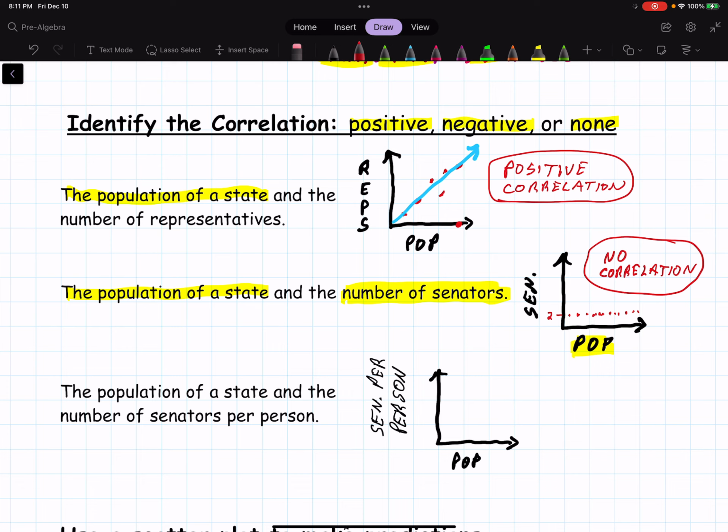And now, let's take a look at the third example, the population of a state again. Once again, we're going to go left to right, getting bigger and bigger and bigger. And the number of senators, this time, instead of just number of senators, it's per person. So let's take a look at that.